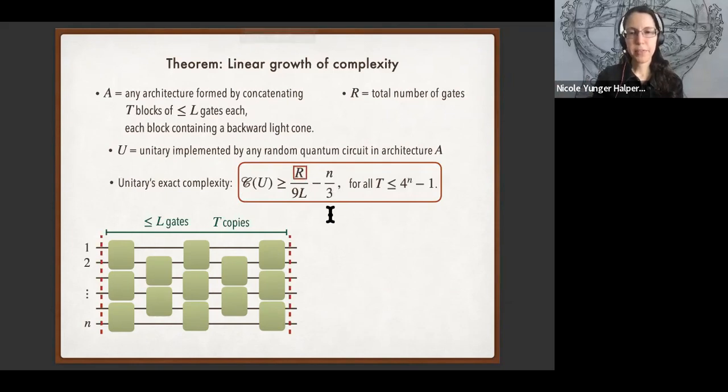The key part of this bound is the total number of gates R. So there's linear dependence on R. And if we are running a circuit, then as time passes, we perform more and more gates. So the total number of gates is a measure of time. So this lower bound is linear in time as we wanted. Furthermore, this bound holds for a time that's exponentially large in the system size. And that's what we really wanted.